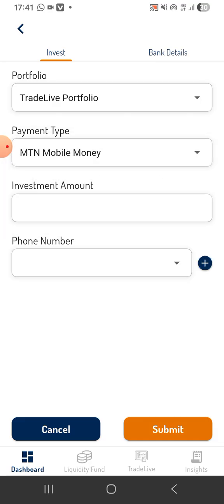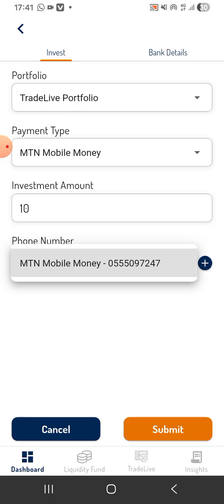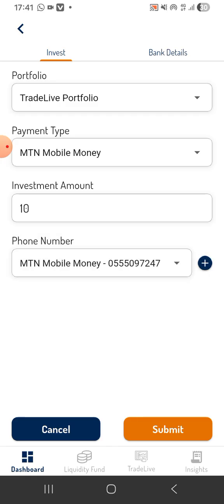You can use your MTN Momo. You enter your amount. If it's 10 cedis, you enter the number, and then you click submit.